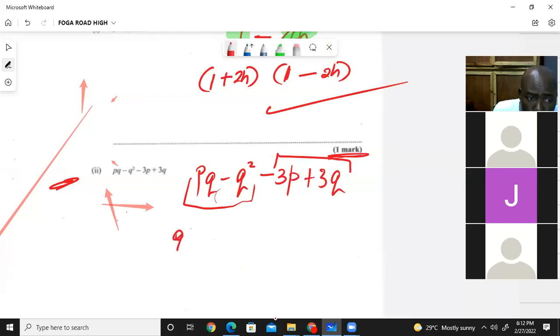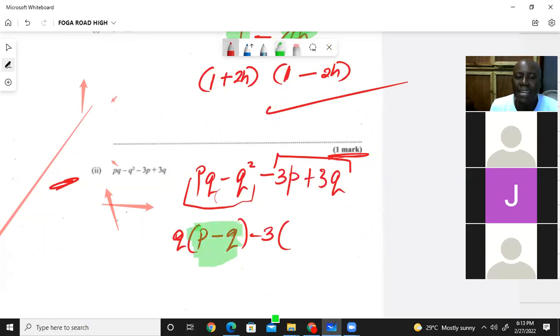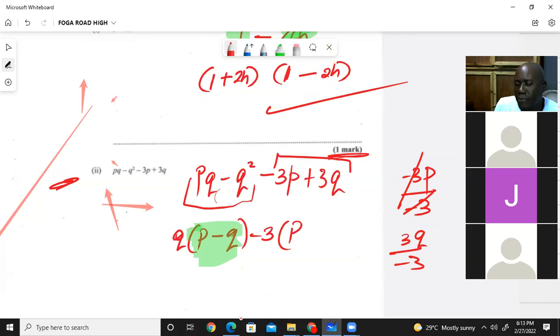q is the common factor here. So I'll say q, open a bracket. q into pq, we're left with p. q into minus q squared, we're left with minus q. Over here, I'm going to have to take out not just 3, but -3. You might ask why. Because I want to ensure that I get my identical twin. If I take out -3 and divide -3p by -3, you will definitely see that -3 cancels -3, leaving positive p. So I have a positive p there. When -3 goes into positive 3q, I'm left with a negative and a q, so that's going to give me -q, which is what I want for my identical twin situation.